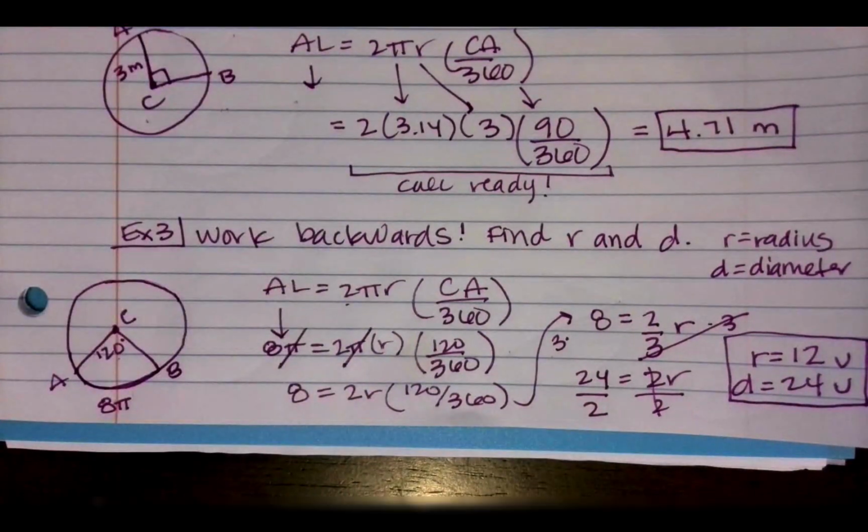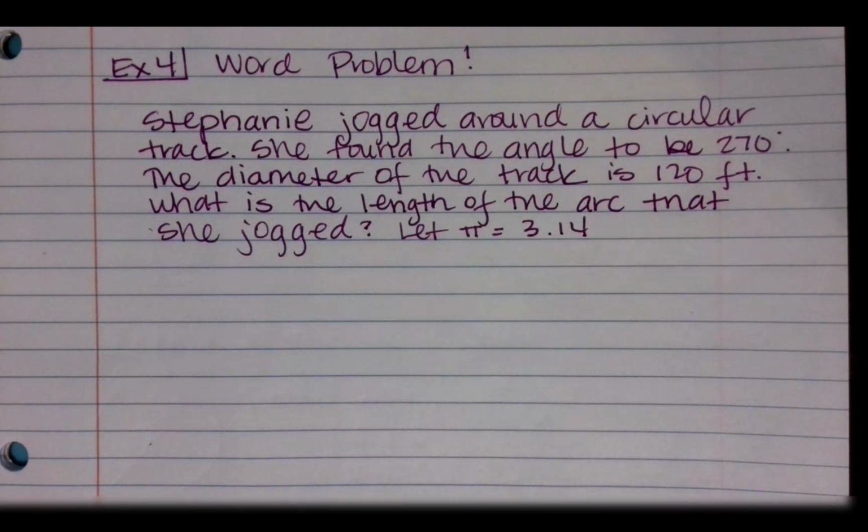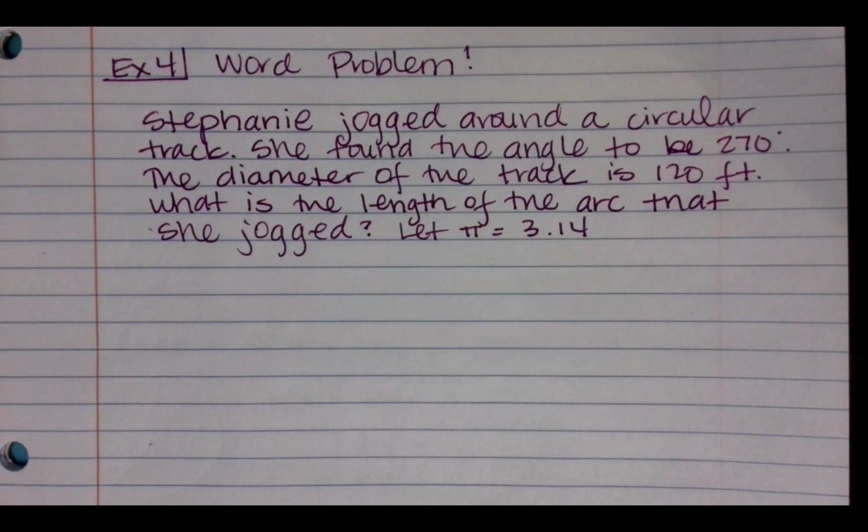Okay. Oh, and this is our last problem. It's a word problem. Like any word problem, we're going to read it, we're going to draw a picture, and we're just going to use the same easy formula that we've been using. So we have Stephanie jogged around a circular track. I know a lot of tracks are oval. We've got a circular track.